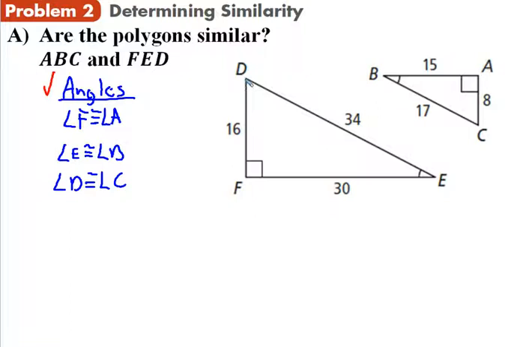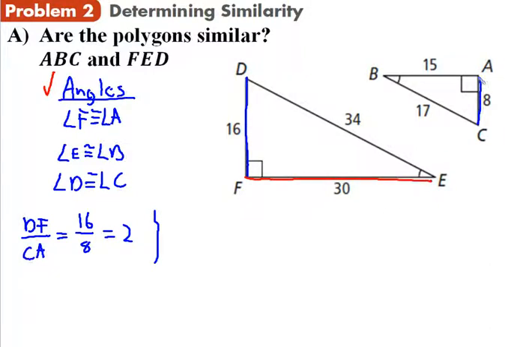Here's how we'll do that. I'm going to look at DF over its corresponding side, CA. Now DF over CA is going to be equal to 16 over 8, which equals 2. Now what we need to do then is check the other sets of corresponding sides. So for example, FE over AB, and check and see that we get the same scale factor, the same 2 here. Well, FE is 30. AB is 15, which equals 2 as well.